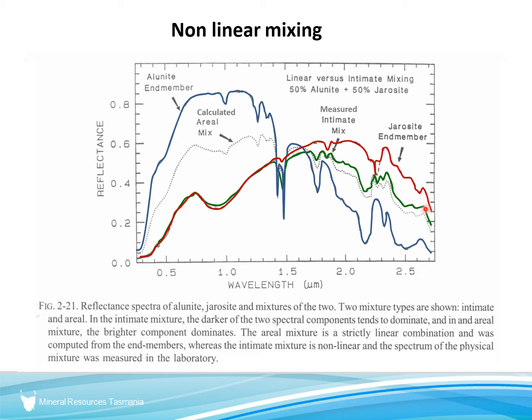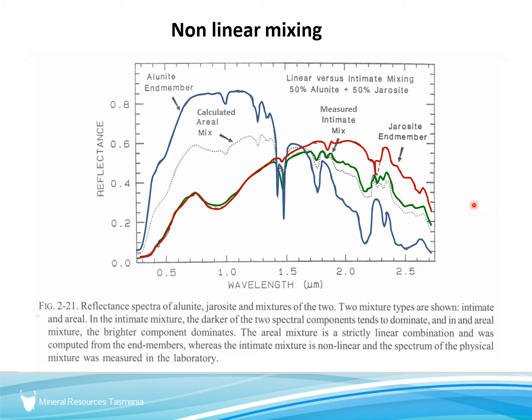The actual spectrum, when you mix 50% of these, is this green one, which tends to follow what we might predict in a linear sense in this area, but out here the spectrum is actually dominated by the jarosite. We don't see the eleonite at all. So that's what I mean by non-linear mixing effects.